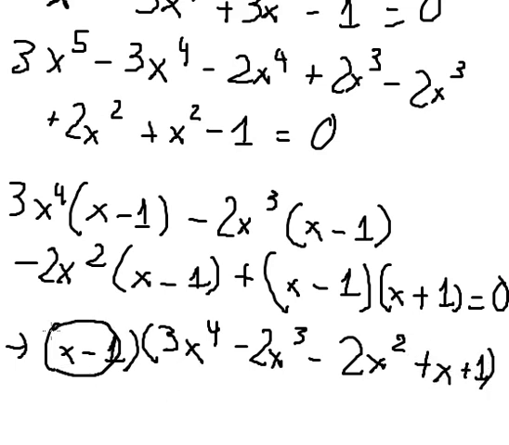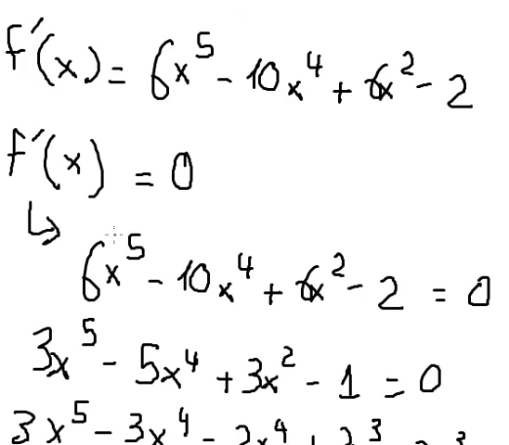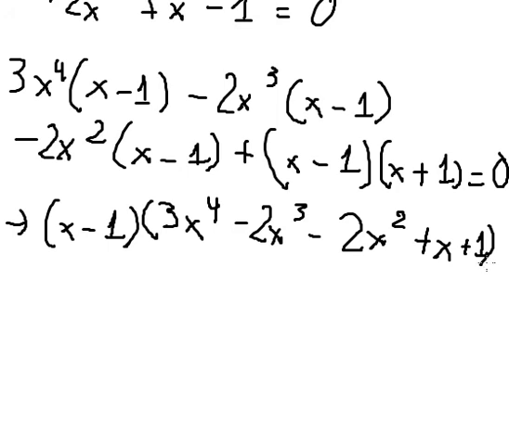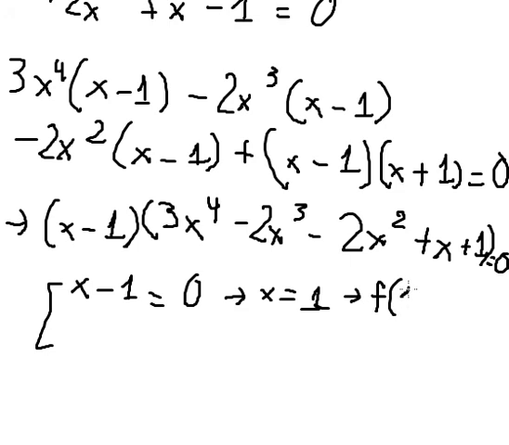So how can I know that it is x minus 1? Because if we sum the coefficients in here, that's 6 minus 10 plus 6 minus 2 equals number 0. That means x equals number 1 is a solution of this equation in here. So we have x minus 1 equals number 0. So we have x equals number 1. So later we put f of number 1. We have negative number 1.